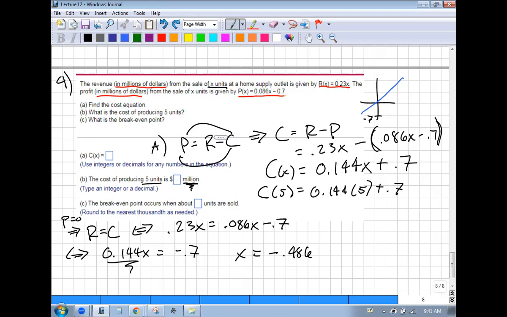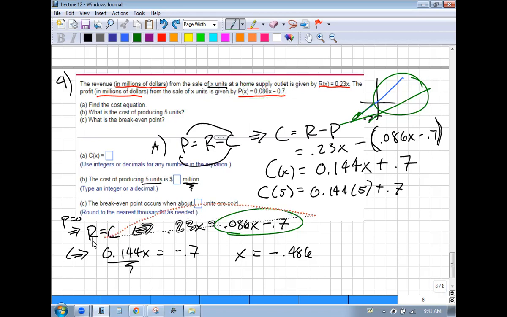So the profit here, oh, I see. I'm using profit as cost, right? That's what I did wrong. See, here's profit. Profit looks like this, right? They never cross. Not over here. They would cross over here. So my math is correct, but I'm using the wrong formula. I'm putting profit instead of cost here. So let's try that again.